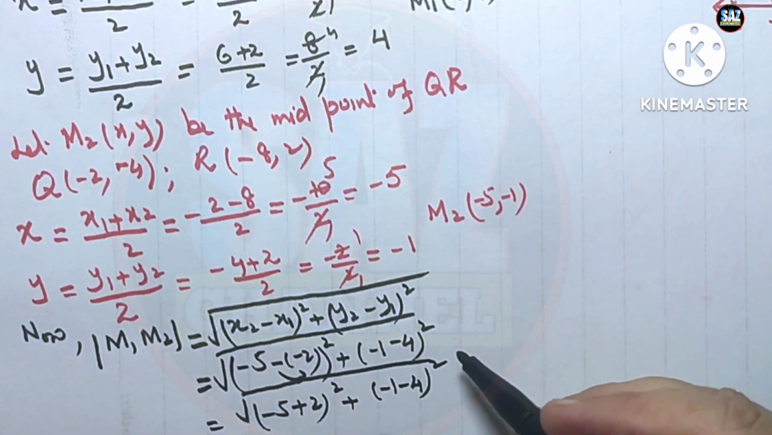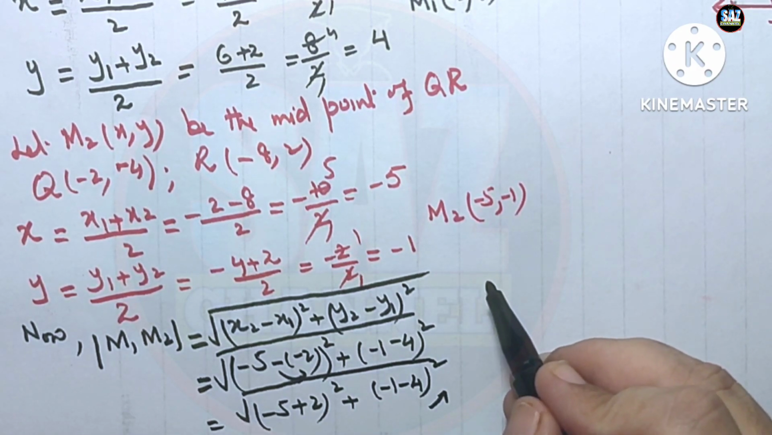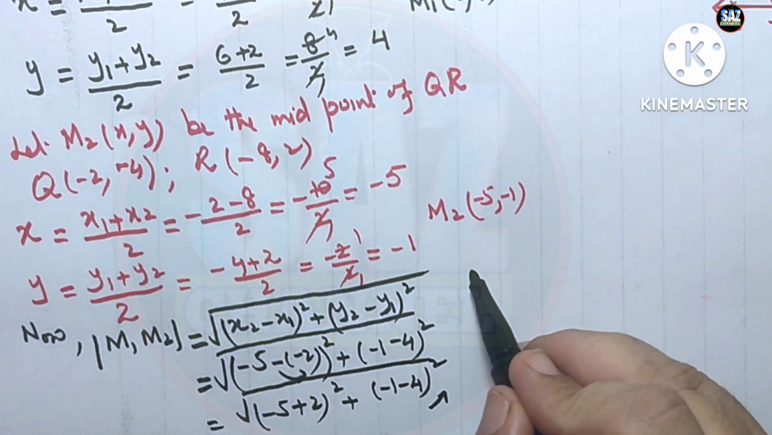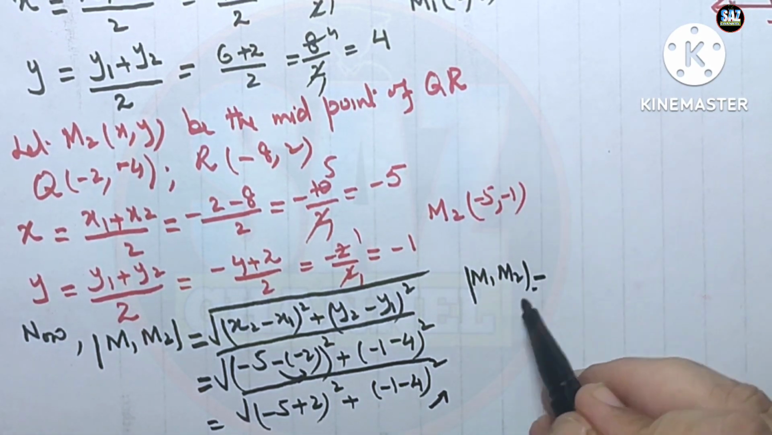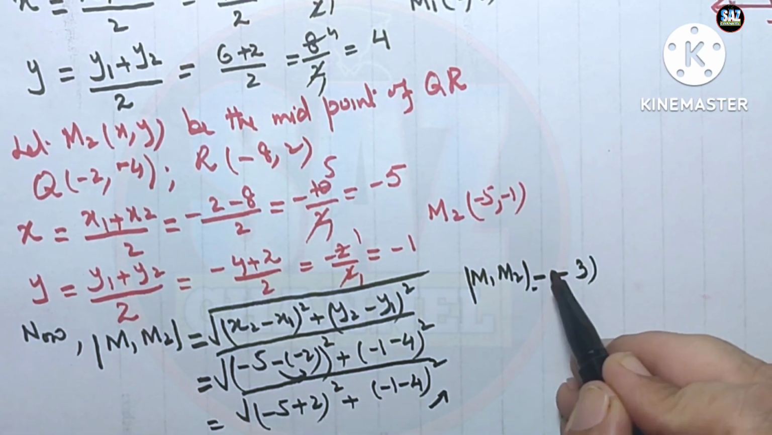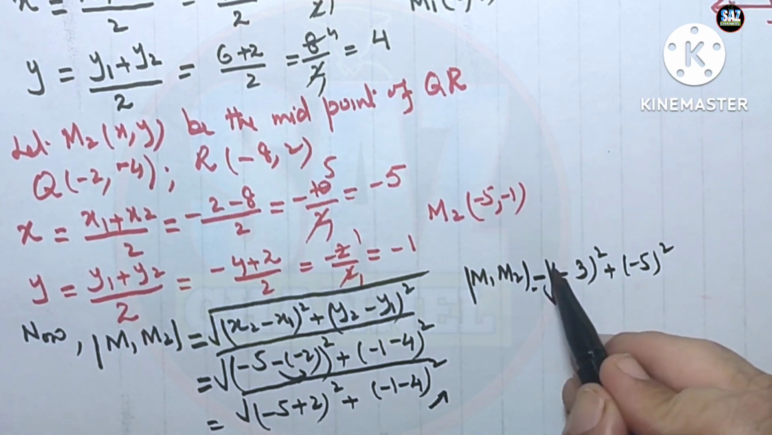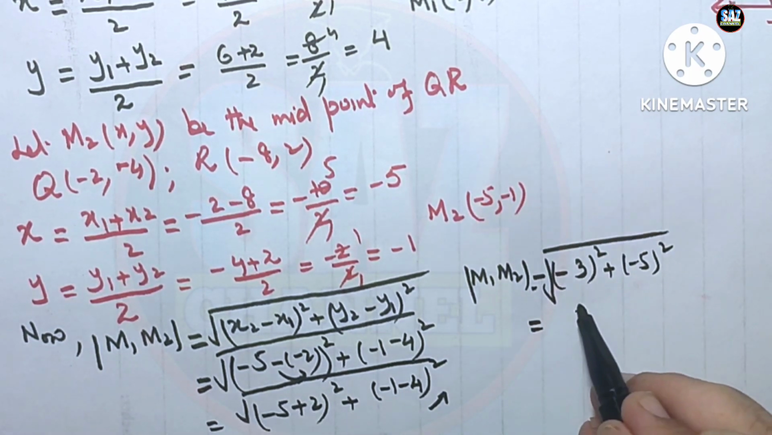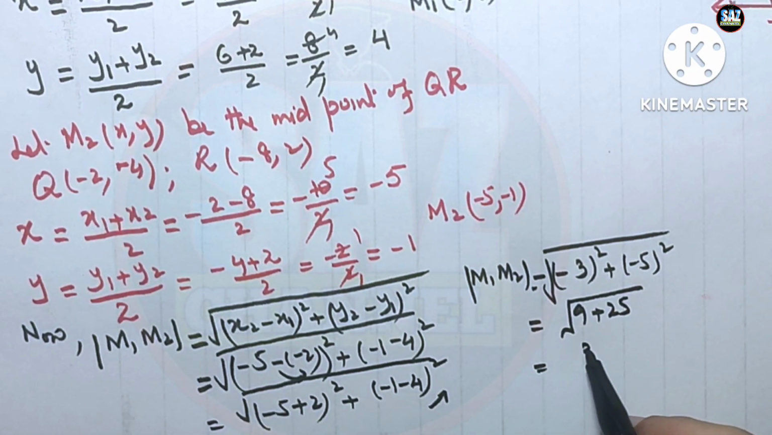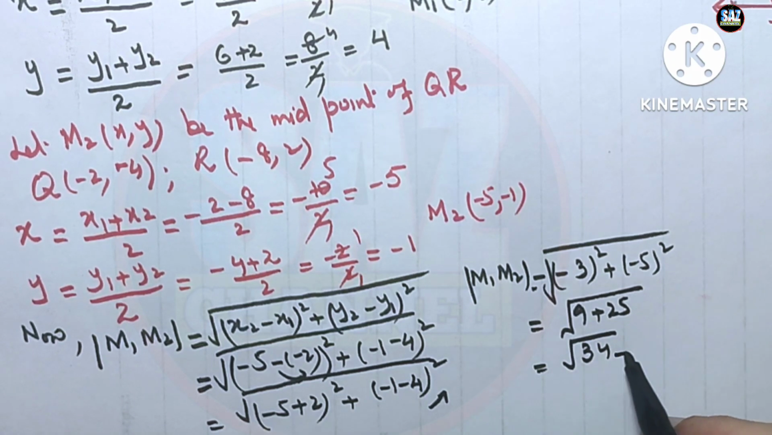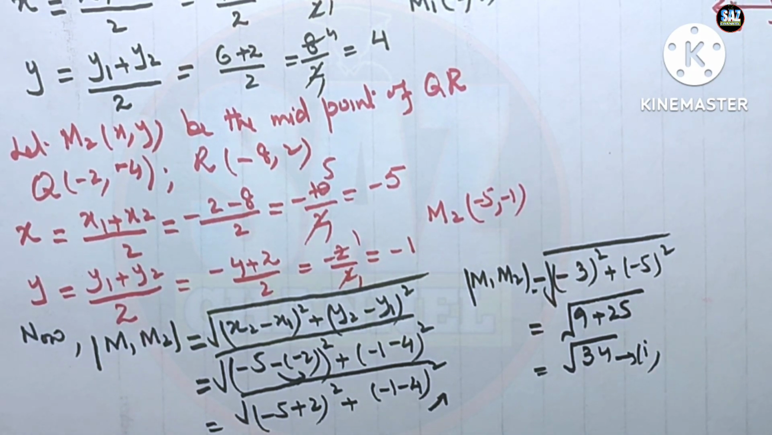This will become further, M1 M2 distance equals the square root of (-3) square plus (-5) square, which is equal to 9 plus 25, which is equal to square root 34. Let it be 1. And now what we have to do, we have to find the PQ length.